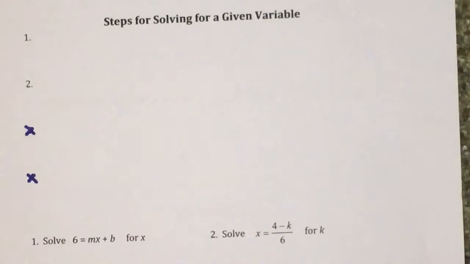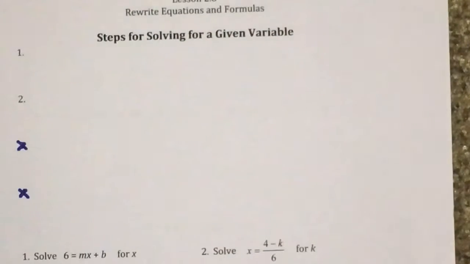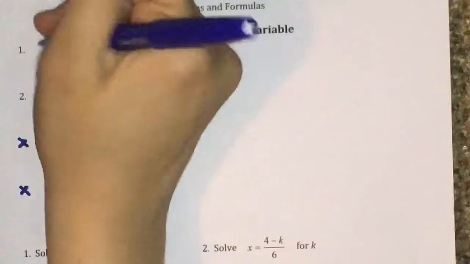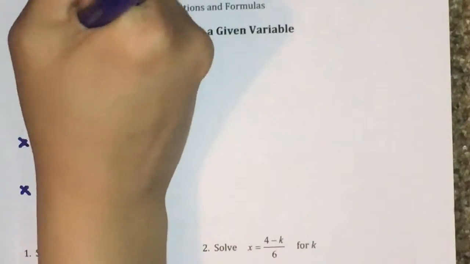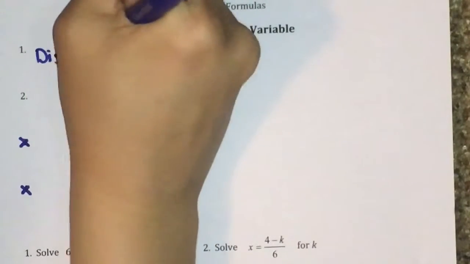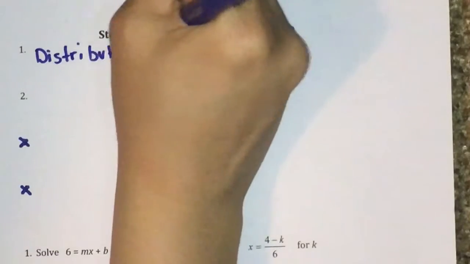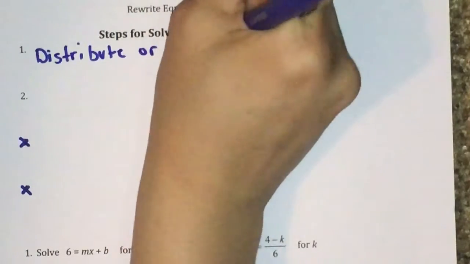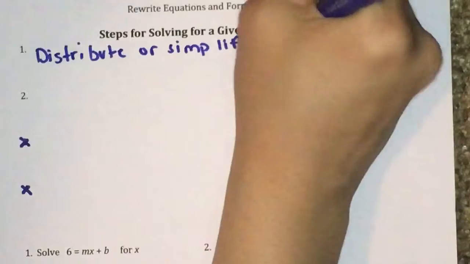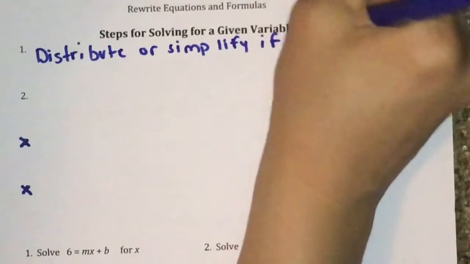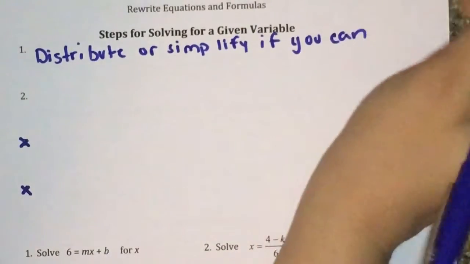Now we are going to talk about solving for a given variable. So you're going to be given an equation that has multiple variables, multiple numbers in it. Probably not something that you guys have seen before, but you're going to be able to solve for a given variable. So step one, distribute or simplify if you can.